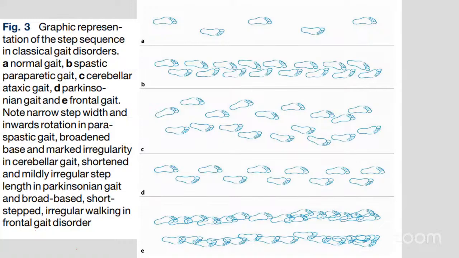And C is cerebellar ataxic gait. That is, the rhythm and coordination of the gait has been disturbed. The step length, the stride, and the base vary. D is Parkinsonian gait, where there is a short shuffling gait, while E is frontal or magnetic gait, in which there is a narrow step width and irregular walking.